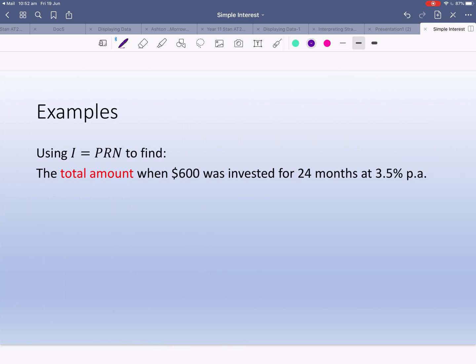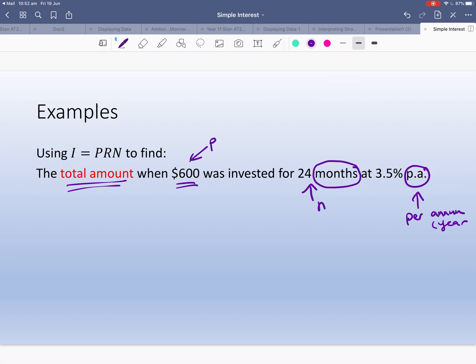All right, let's look at a second example. The next one talks about total amount. What is the total amount? Now we've got to look at a couple of things. $600, that looks like it's the principal. It's a dollar amount. This looks like it's time, so that'll be N. But look at this, it says it's months. Now, what does PA mean? We didn't talk about this last time. It means per annum. You'll see this in banks, and it means per year.